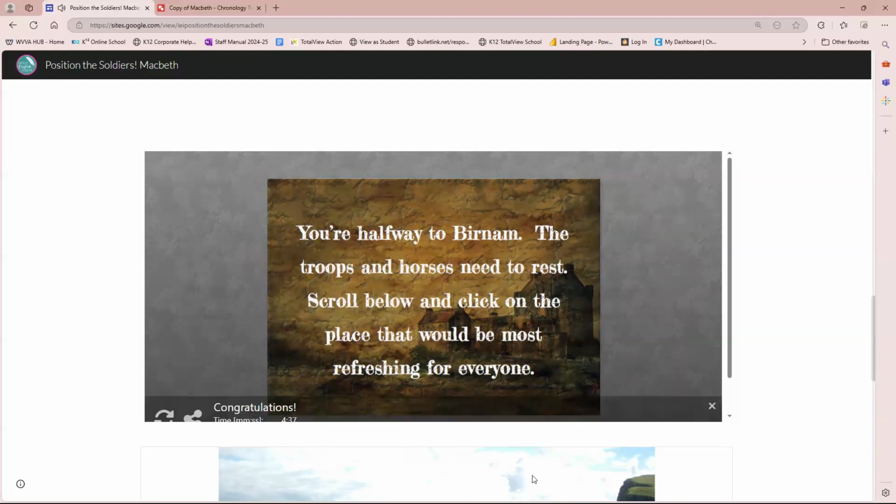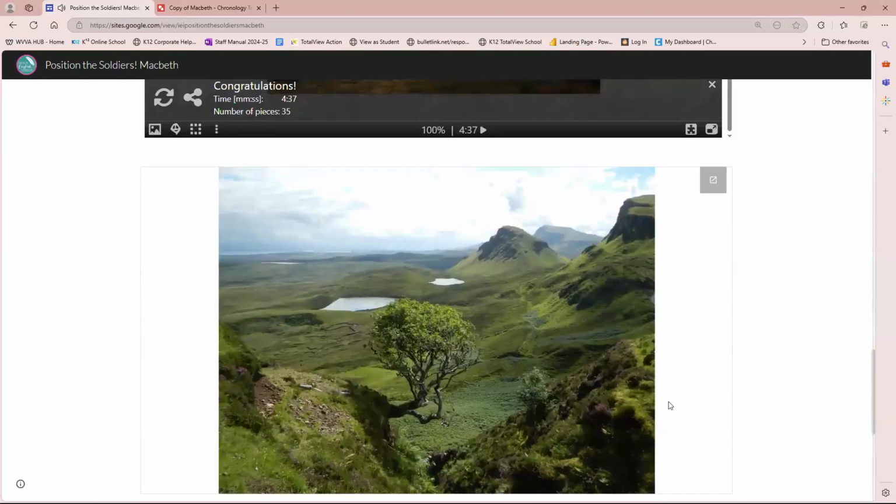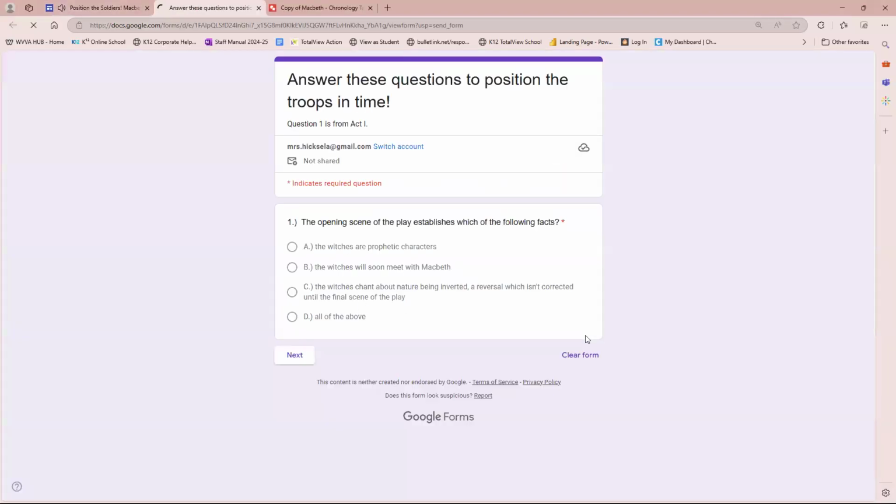All right, so this is the halfway mark. You're halfway to Burnham. The troops and horses need to rest. Scroll below and click the place that would be most refreshing for everyone. So we scroll, look at this picture. Where would be the most refreshing place for everyone, animals and people? Well, we definitely want to be by water. So we're going to click on the water, which is going to take us to these questions. Answer these questions to position the troop.